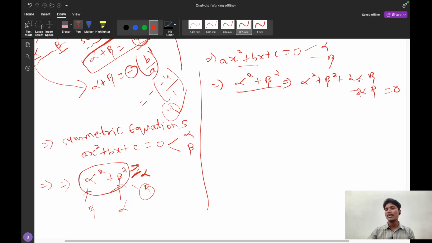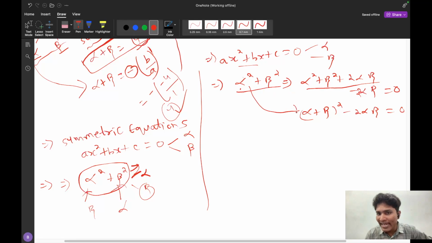Now also there is no change. And what is alpha square plus beta square plus 2 alpha beta here? Simply it is alpha plus beta whole square minus 2 alpha beta. Now, if we are going to find alpha square plus beta square, I can easily reduce it to this expression.